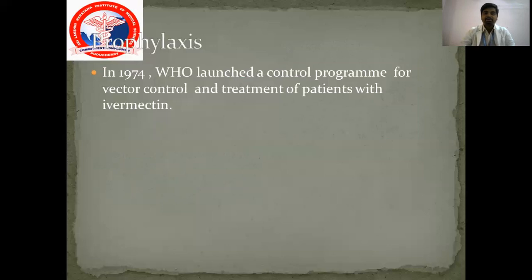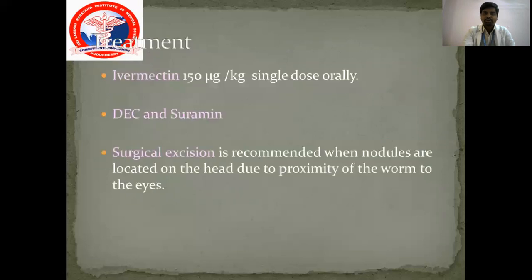Prophylaxis: in 1974, WHO launched a control program for vector control and treatment of patients with ivermectin. The most common drugs are ivermectin, DEC, and albendazole for all the filarial larval forms. Ivermectin 150 microgram per kg single dose orally, DEC and suramin. Surgical excision is recommended when the nodules are located on the head due to proximity of the wound to the eyes.